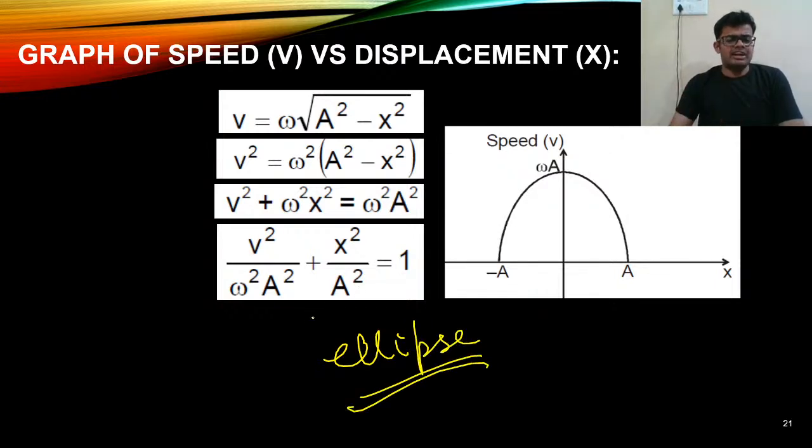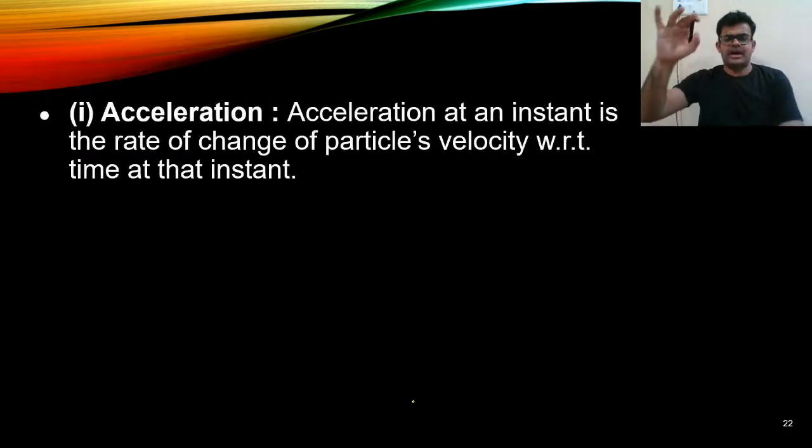When will it be a parabola? Whenever y is proportional to x square, it is a parabola. But here it is an elliptical curve. Okay, let's move to the next slide.